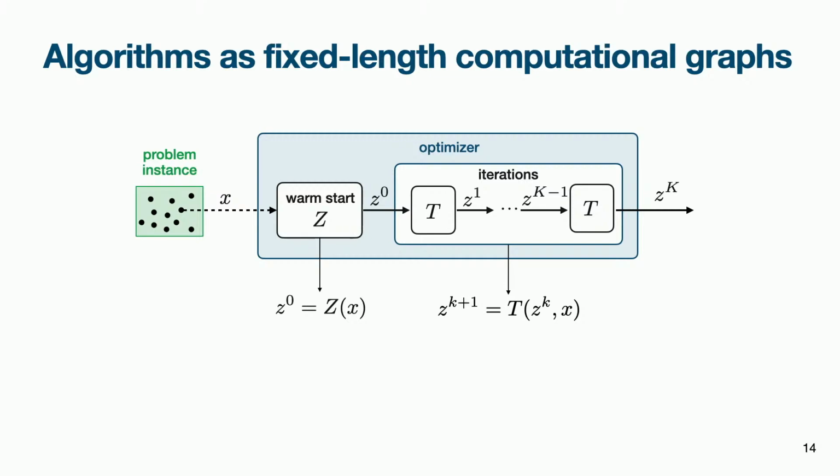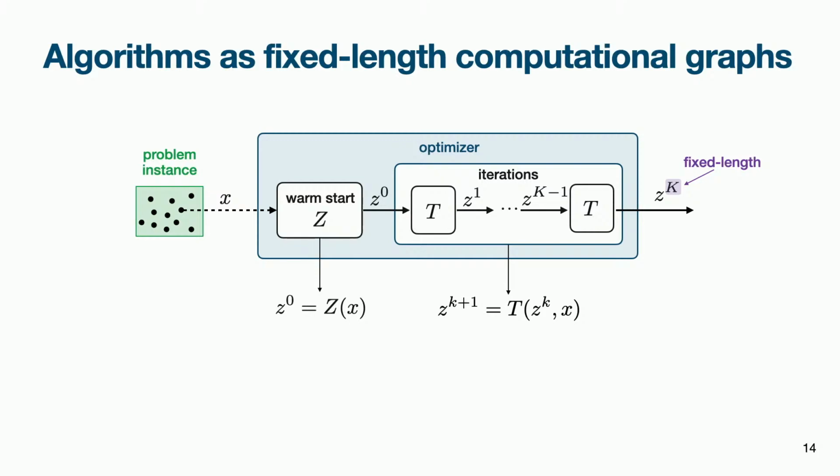So you can imagine that given a problem instance, the optimizer will represent, first of all, a block that gives me the initial iterate. So this could be a warm start mapping, or just 0 if you always cold start the algorithm. And then the operator T applied capital K times. Okay? This is the graph that represents my algorithm, where capital K is exactly the number of iterations that I can afford in a given application.